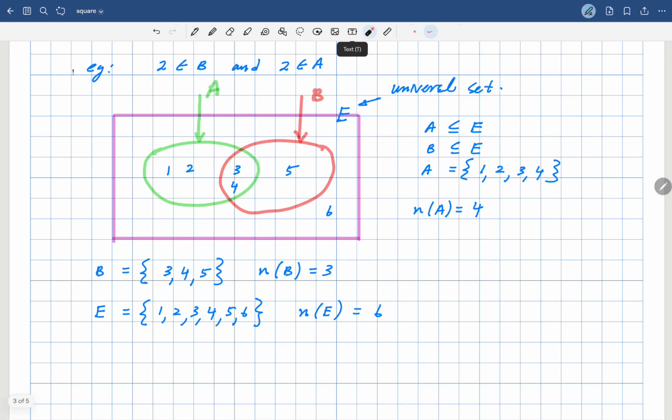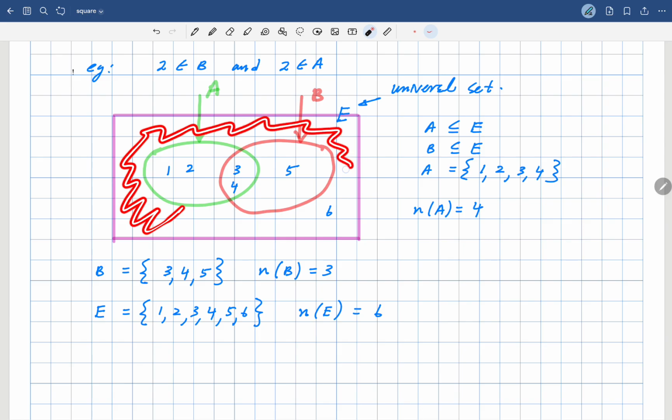Now we'll try to understand, if you want to isolate this part, how do you isolate this part? If you want to isolate just this part, how to do that? And what about this part? How to do that? And what about this part, the outside, which is just that 6? How do you do that? So we will try to understand that.